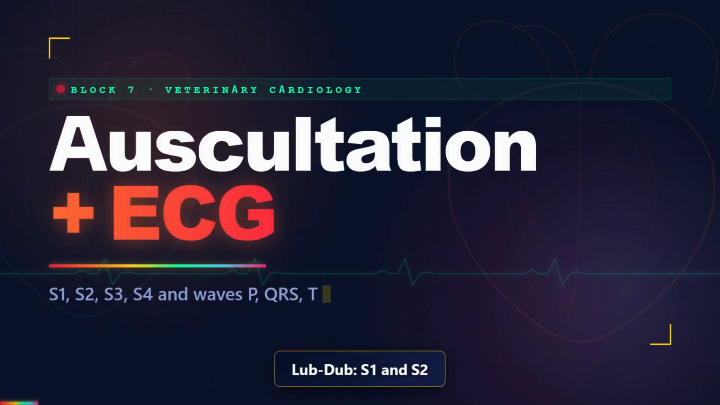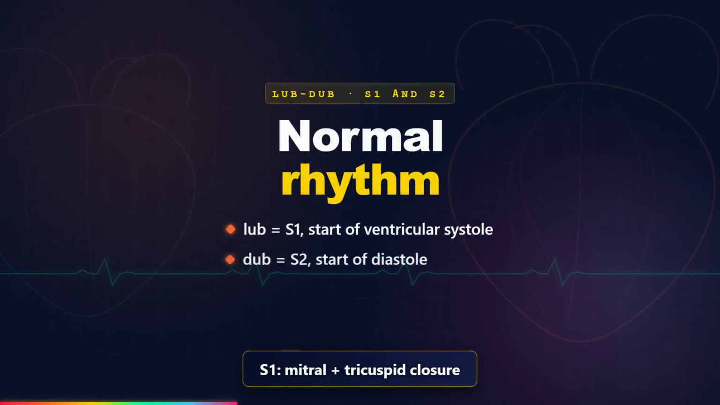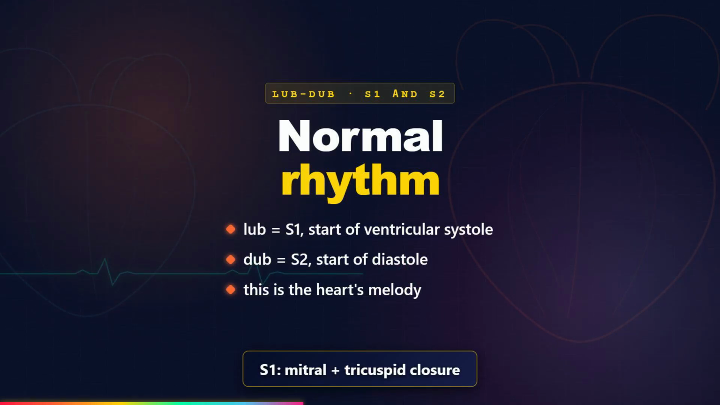Auscultation is listening to the heart. The normal cardiac rhythm is described as lub-dub. Lub is the S1 sound. Dub is the S2 sound. S1 is associated with the simultaneous closure of the mitral and tricuspid valves at the start of ventricular systole. Due to heart position in the thorax, mitral is more audible on the left side and tricuspid on the right.